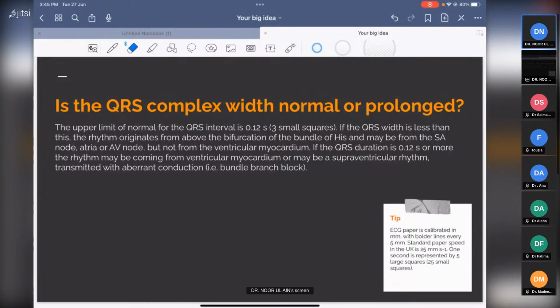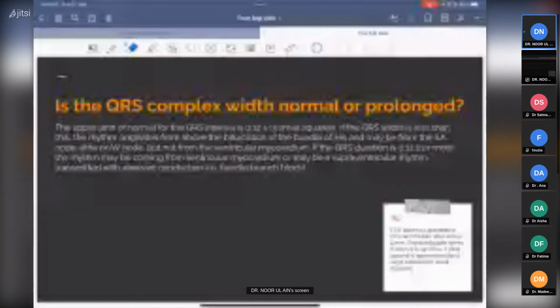Clear? The next time when I say narrow complex, I'm saying atria, anything above the ventricle, or AV node or SA node, above the ventricles. Or if I'm saying broad complex, I'm trying to say there is some issue with your ventricles and you need to resolve that. Right? Who isn't with me so far? Who has an issue, doubts? Please tell me.